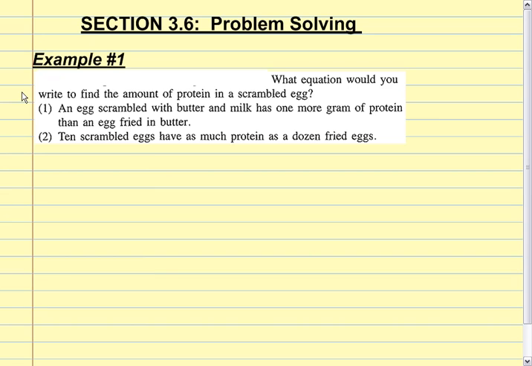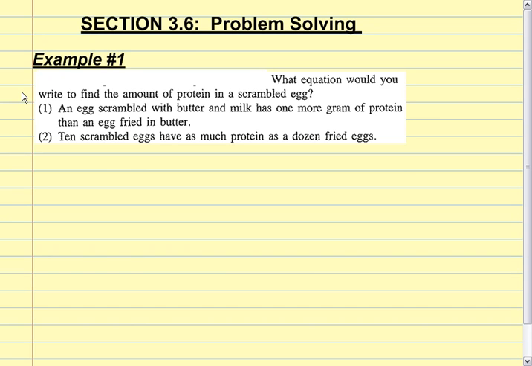Let's see what we have here. This says, what equation would you write to find the amount of protein in a scrambled egg? Okay, somebody wants to know this, and we can use algebra to figure it out. But we're going to use the two pieces of information that they have here. Number one says, an egg scrambled with butter and milk has 1 more gram of protein than an egg fried in butter. What are the two things that I'm comparing here? Cameron? Scrambled eggs and fried eggs.